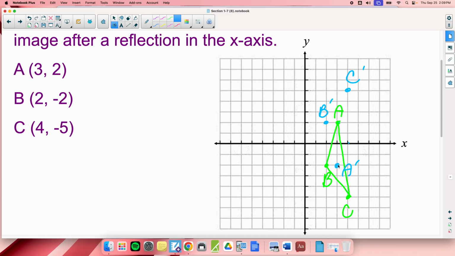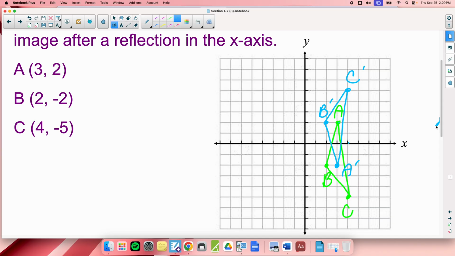And then what I do is I connect those, and that's what it should look like. And what you would ask yourself then is, if you folded this right here, would your C's match up? Would your B's match up? Would your A's match up? And they would. So that is one way to do it.